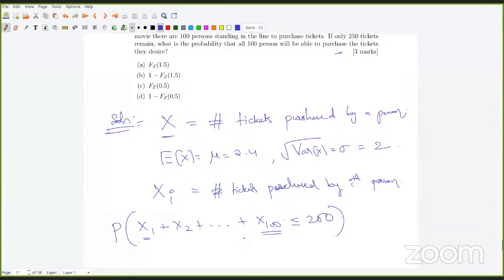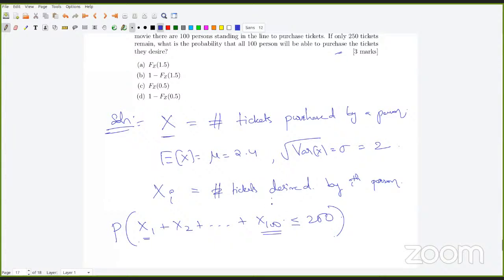If the total number of tickets purchased by all these persons is less than 250, then this can happen. When I say total number of tickets purchased, I mean their desire. Let's say their desire, it's not purchased. The number of tickets desired by the ith person. Now this will give you some clarity, I guess.